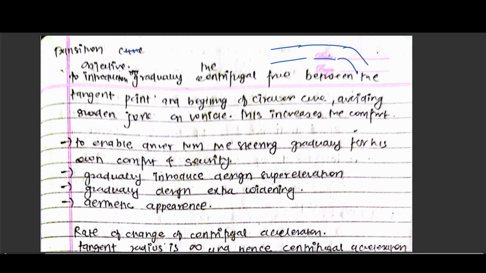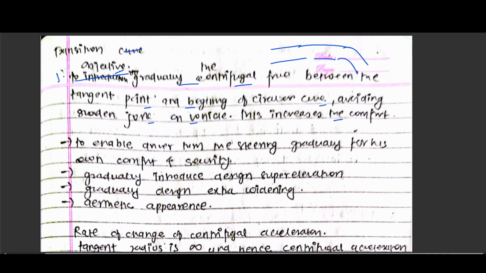It is provided between the two curve portions, and it is known as the transition curve portion. So what is its objective? The first objective is to gradually introduce centrifugal force between the tangent point and the beginning of the circular curve, avoiding a sudden jerk on the vehicle.